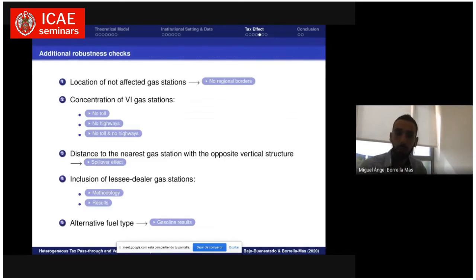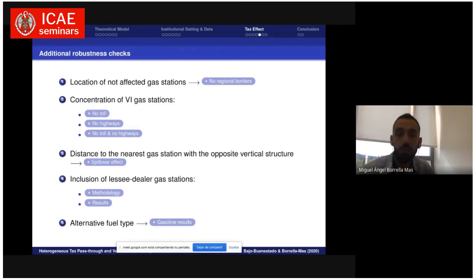In addition, in the paper we provide a lot of robustness checks, which I'm going to try to summarize here very quickly. First of all, the location of not-affected gas stations. One may think that gas stations located in provinces that are not affected by the tax reform but close to the region in which the tax reform happened may have a different price pattern than those that are far away. This is why we re-estimate our model without gas stations close to the regional borders, and the results are basically unaffected.